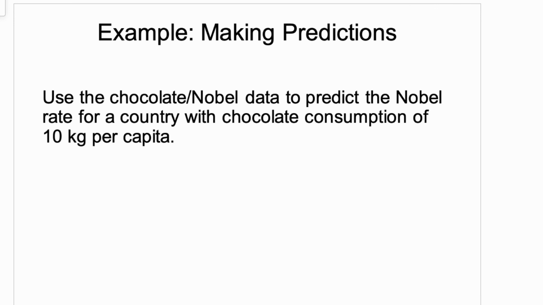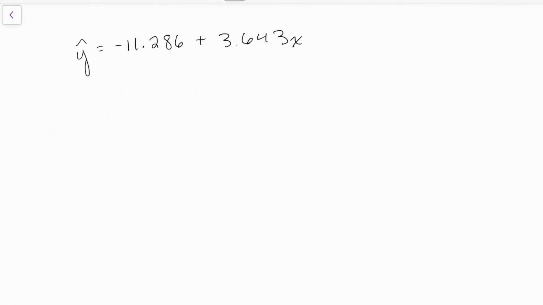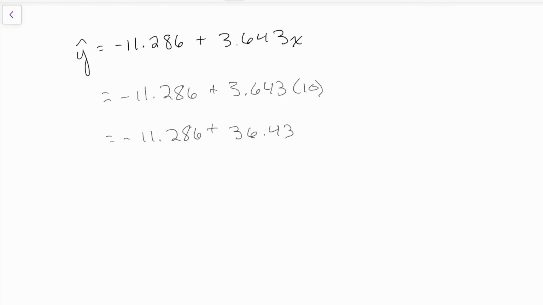The last thing we want to do is make predictions. So let's use our chocolate Nobel data to predict the Nobel rate for a country with a chocolate consumption of 10 kilograms per capita. We take our regression equation we computed previously, plug 10 in for x, multiply 10 by our slope of 3.643, then simplify our solution and get our final answer of y hat equaling 25.144. This is an estimate for the Nobel rate of a country that consumes 10 kilograms of chocolate per capita.